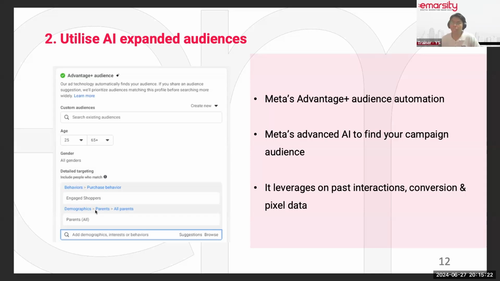With AI expanded audience, the AI feature is called Advantage Audience automation. Advantage Plus is basically Meta's suite of AI, just their term for AI solutions. What it does is, you just give Meta the age group and gender, and maybe one or two interest parameters. Meta will use this AI to find you the right audience. You don't need to tell them they like running or like to drink tea. You just need to give very broad demographics like age, gender, and a few interests. That's it. Meta AI will find you the right audience.